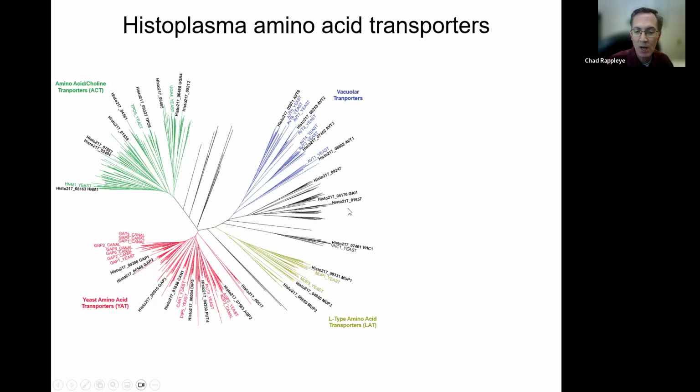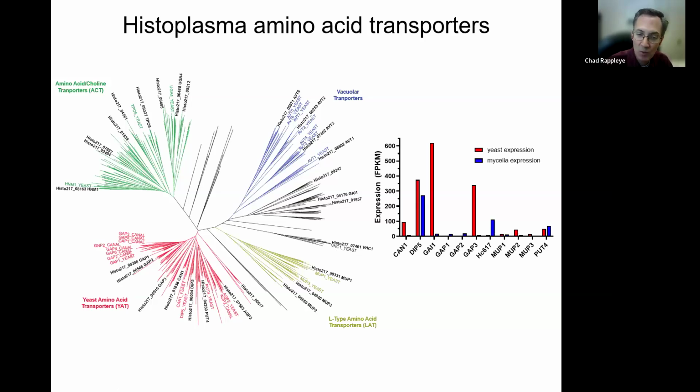Now, to get an idea of which ones might be important during growth of the Histoplasma yeast, we compared the transcriptome of yeast cells, which remember are the pathogenic cells, versus mycelia cells, which are avirulent. And that gave us some really nice information. You can see right here in red with the yeast expression, there's really 3 major transporters that are expressed by the pathogenic yeast. DIP5, which is one of these general amino acid permeases, GAI1, which is a unique transporter you find right here on this clade, and then GAP3 also was highly expressed in the pathogenic stage.